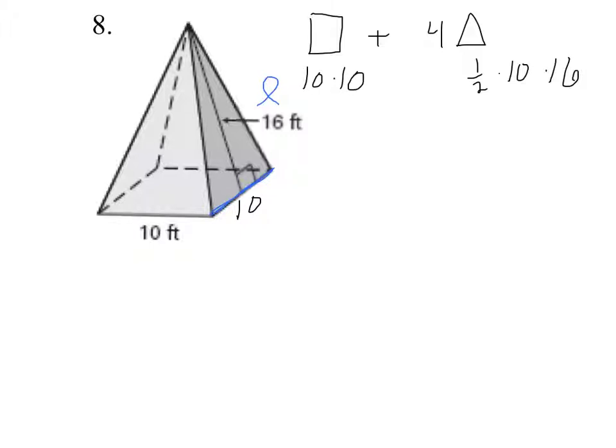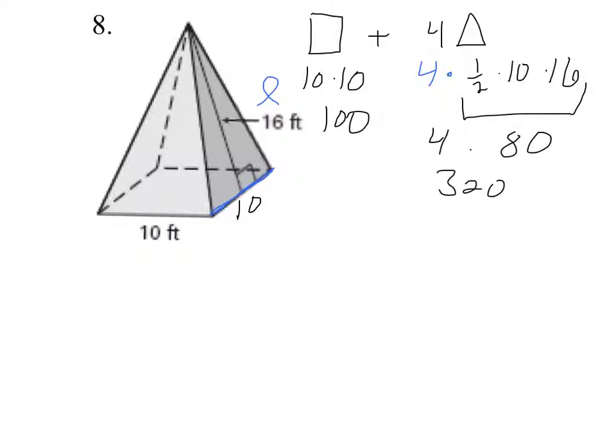Now, we have 4 triangles, so I'm going to put this 4 times that right in there. So this would be 10 times 10 is 100. And if you want to do each triangle separately, you could. If you just did this part of it right here, 1/2 times 10 times 16 is 80. And then we have 4 of those, so that's 320. Add the 100, and our surface area is 420 square feet.